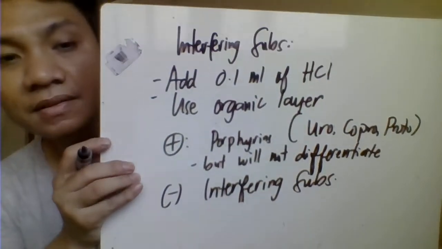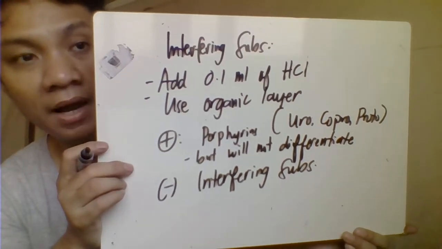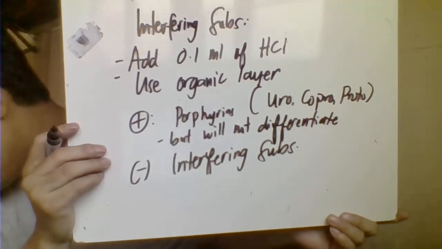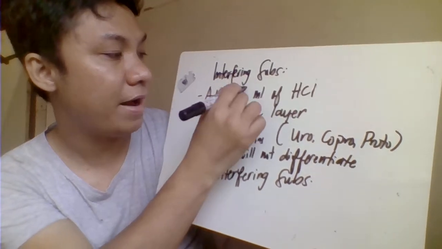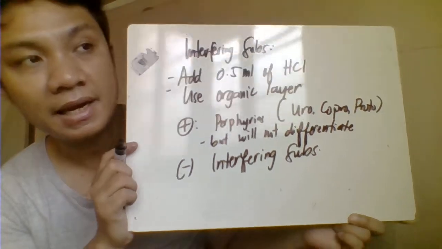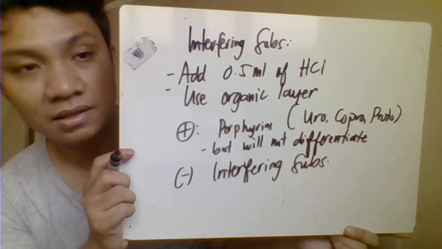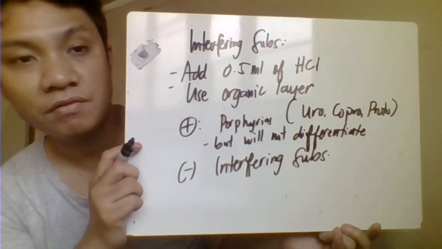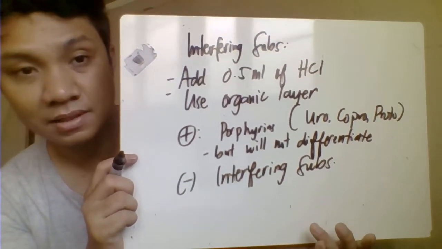In the case of the presence of interfering substances, you could add 0.5 ml of hydrochloric acid. Then use the organic layer only, and measure again with fluorescence spectrophotometry at 550 to 600 nanometers. What will remain positive after addition of hydrochloric acid will be your porphyrin precursors, but not the interfering substances.